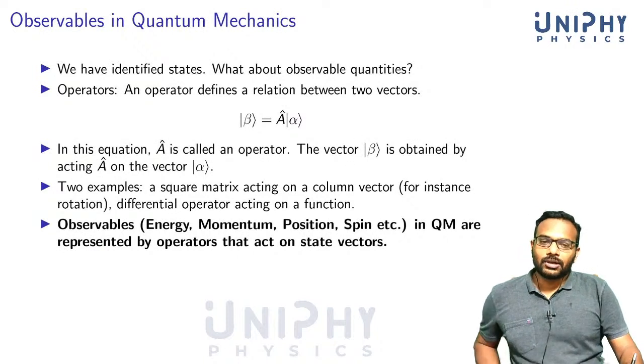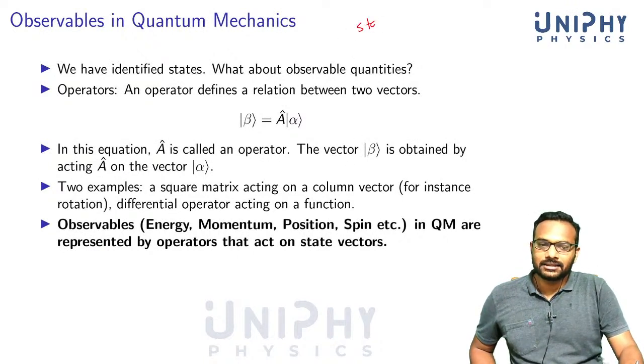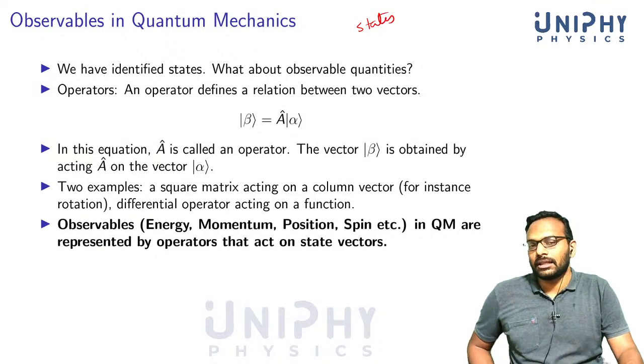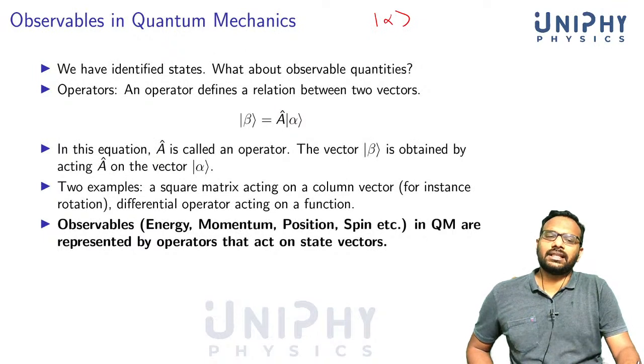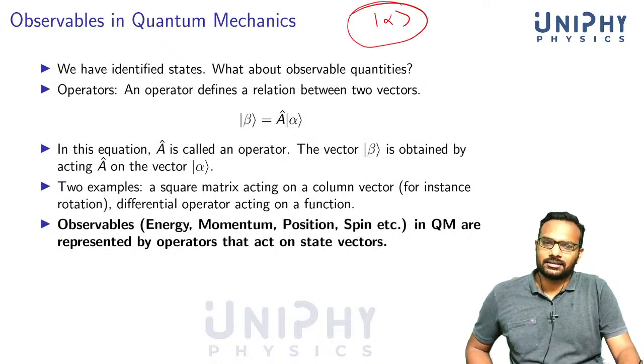But that's not all. In classical physics we have states, and state is the position and momentum. There is nothing surprising here. But now we are saying that state is some abstract vector in some abstract space.